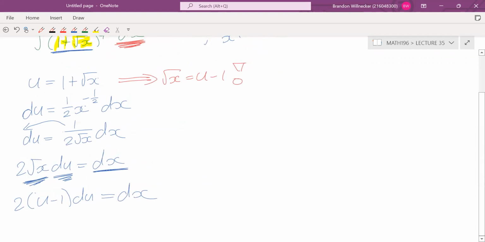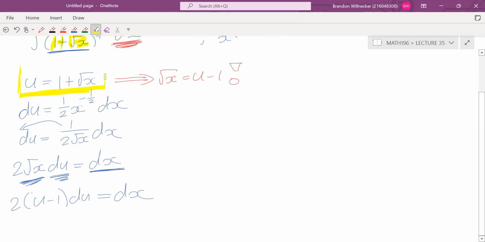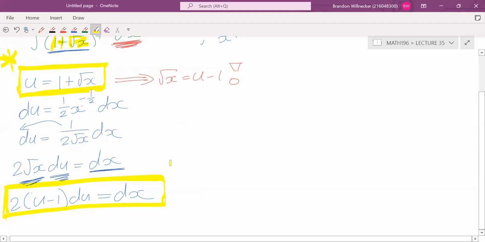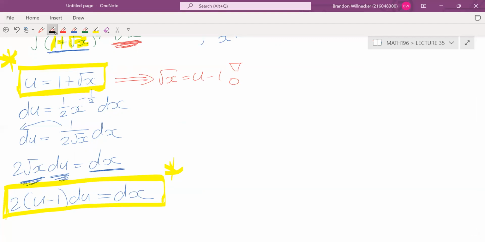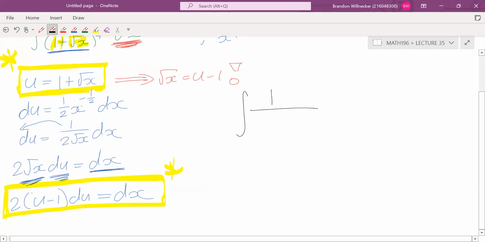Okay, so we've got the two things we need. The replacements in terms of u and the replacement of dx. Okay, those are the two important things we need. So let's make the replacement. So we have the integral of 1 over 1 plus root x, all of that to the power 4 dx. Okay, this first part, we need to write in terms of u.